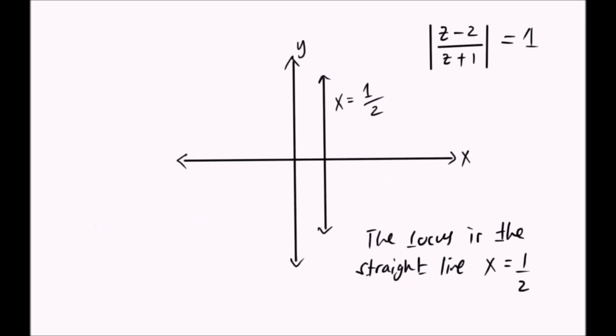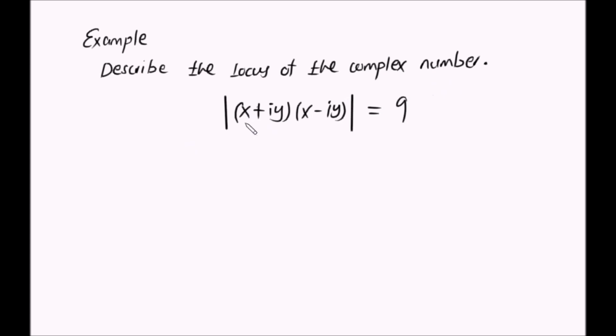Yeah, let's see another example. Asema describe the locus of the complex number. Huyu ni (x plus iy) times (x minus iy), huyu times conjugate ya modulus yake sawa na 9. So let's solve this. So huku ndani ukizidisha, hii ni difference of 2 squares, itakuwa ni x squared plus y squared. So modulus ya huyu sasa ni sawa na 9. So humu ndani hakuna real part na imaginary part, ipo moja tu, real part.